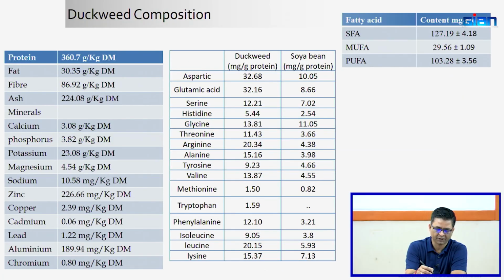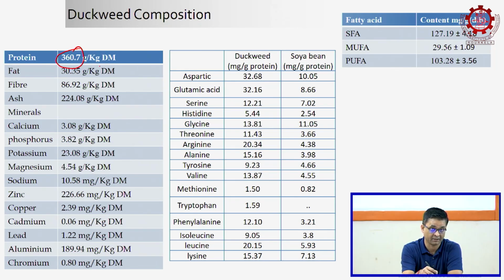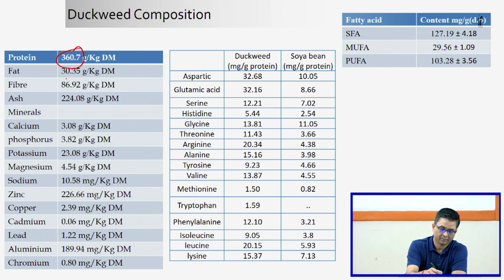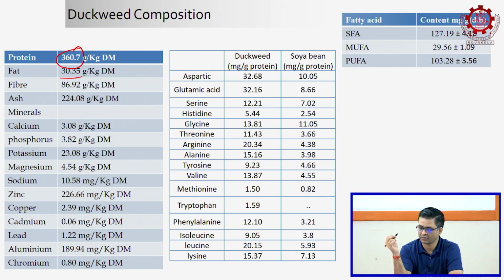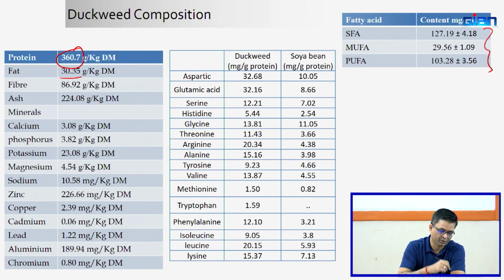Coming back to composition, as you can see, this is 36% protein, this is gram per kg. Always be very, very careful with the units. Units are mixed and matched here, say milligram per gram of protein. And only 3% fat. So it again has saturated, monounsaturated and polyunsaturated fatty acids, and some minerals.